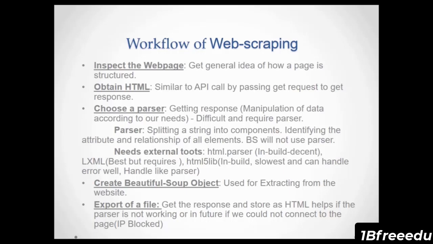Then export of a file. For example, as I mentioned before, if you are hitting a particular page, sometimes the page blocks our IP, or we will not get the data in future based on some changes in the website. So it's better to store the values from the web scrape of the HTML. Export of a file just gets the response and stores the XML into a particular file such as CSV or a basic text file. So this is the workflow of web scraping.